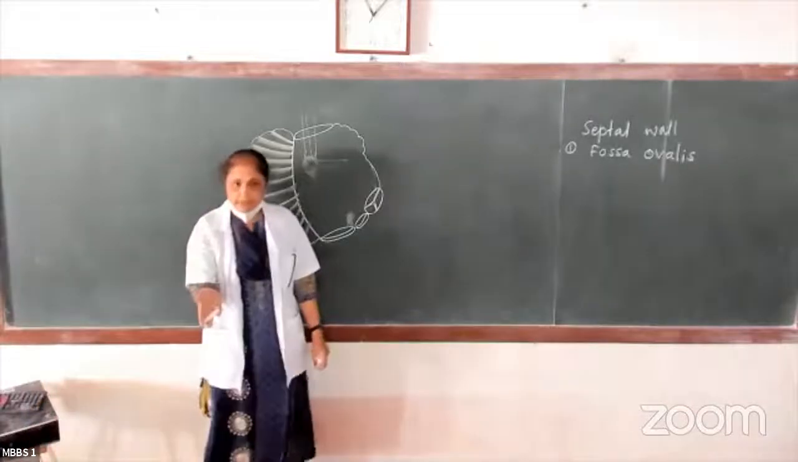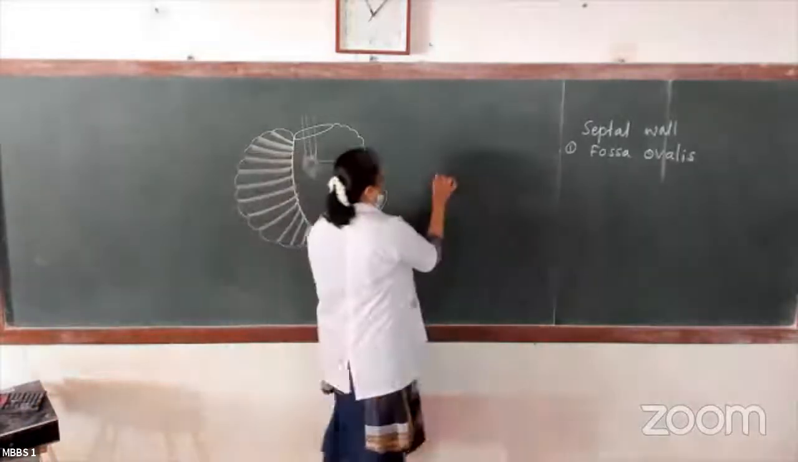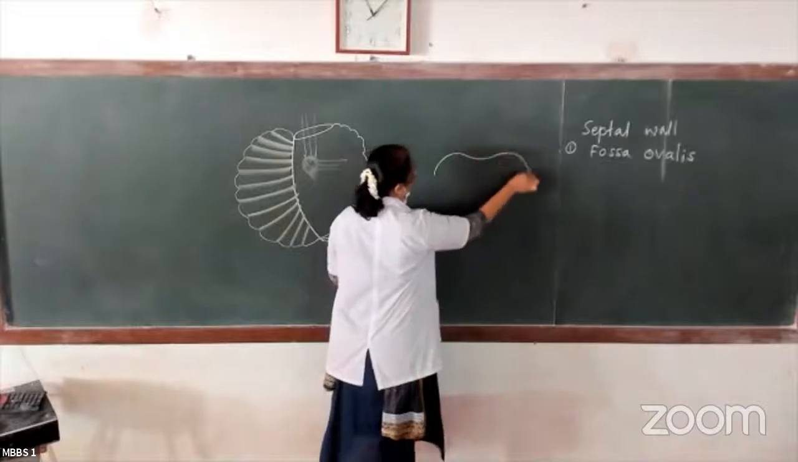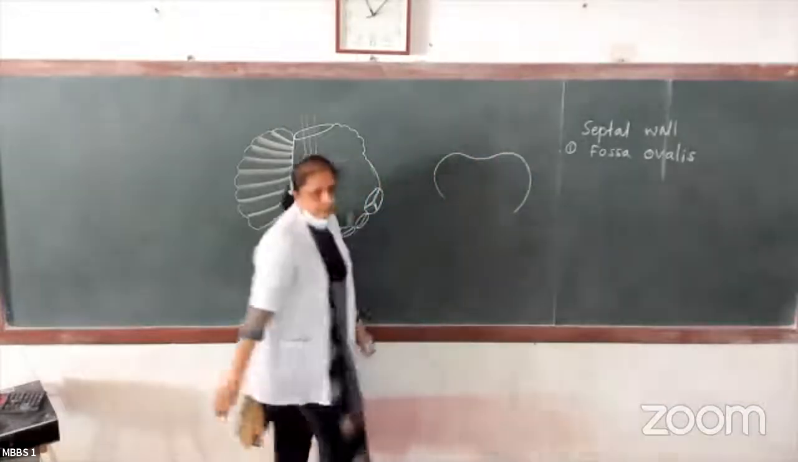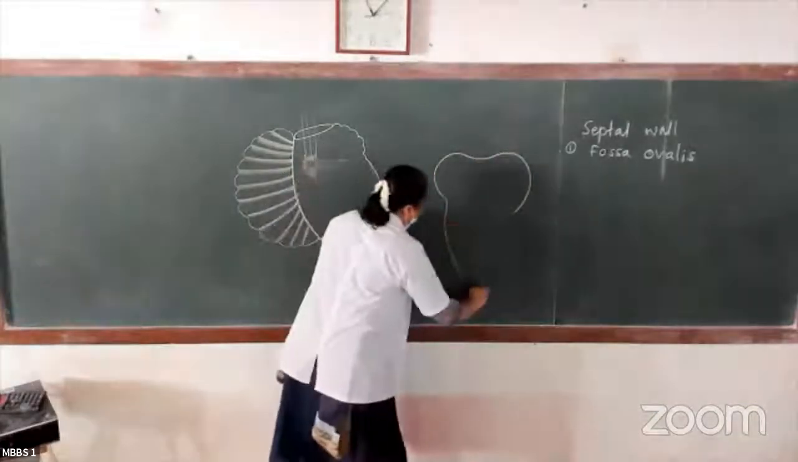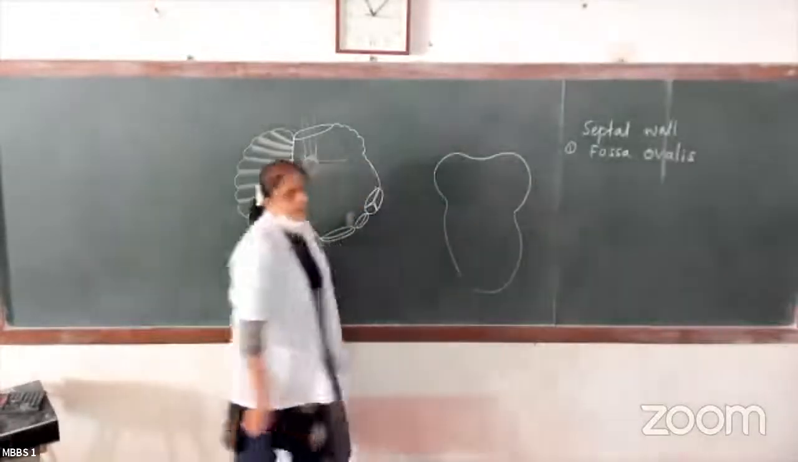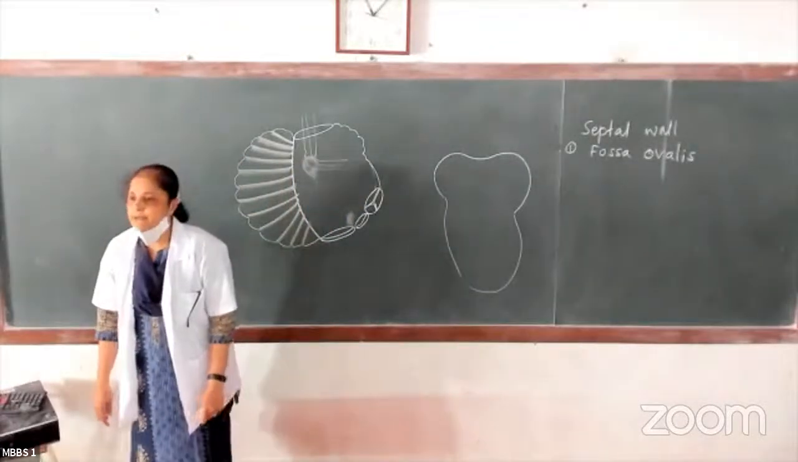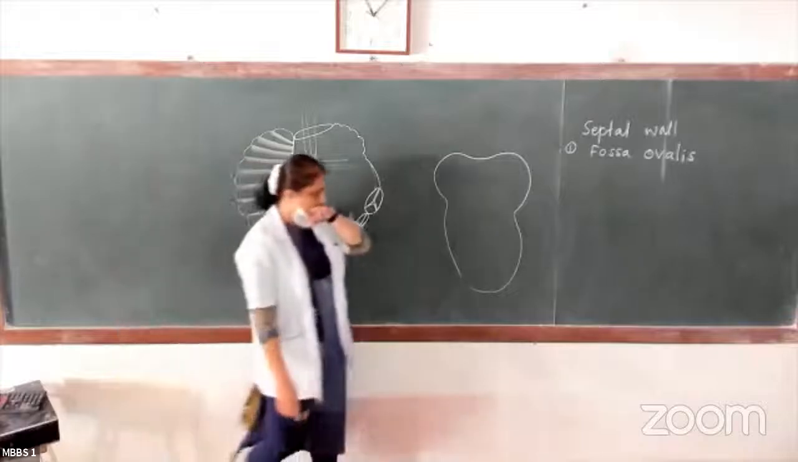Now, what is the foramen ovale? We again go slightly towards the embryological part. We can say that it is a common atrial chamber and a common ventricular chamber. We have seen the lower part. Now here it is a two-chambered heart opening.